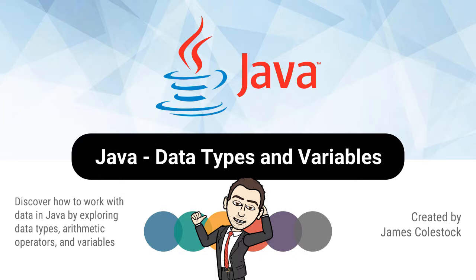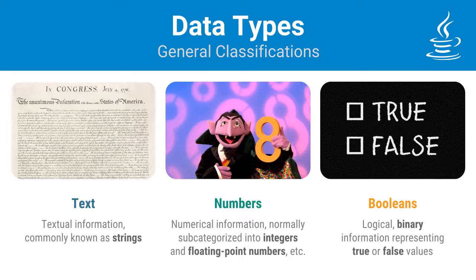In this video, we're going to explore the basics of working with data in Java. We will be delving into a variety of topics like primitive data types, arithmetic operators, and variables. Generally speaking, most pieces of information can be thought of as either textual, numeric, or binary in nature. And by binary, I mean can be thought of as having two states. For example, yes, no, or true, false type data. In computing, these are referred to as Booleans.